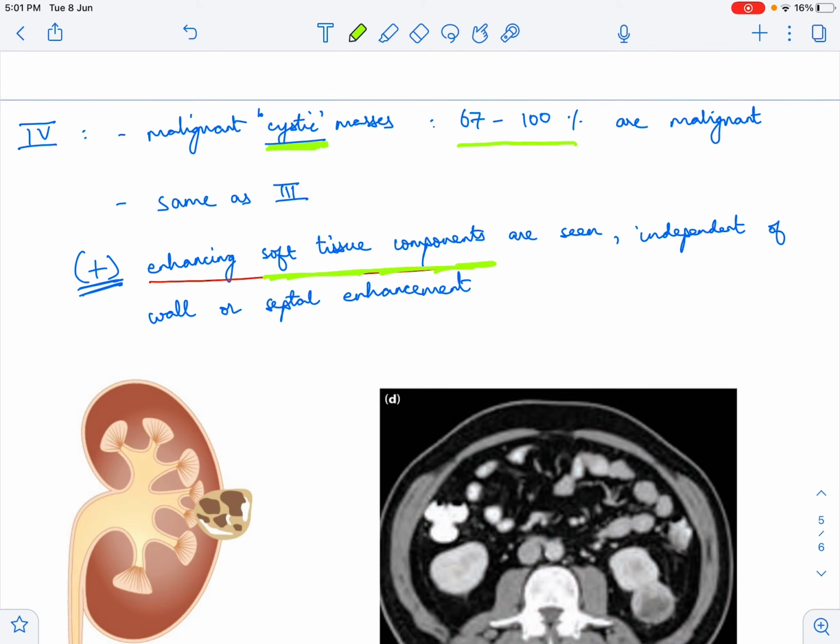So, category 1 was a simple cyst with no calcification, no enhancement. Category 2 was a simple cyst with few septae, 1 or 2 septae, and they have calcifications, but neither the septae nor the cyst wall enhances. Category 2F was where there are more septae than category 2, but neither the cyst wall nor the septae enhance. Category 3 is when the cyst wall and the septae start enhancing. Category 4 is when the soft tissue component starts enhancing.